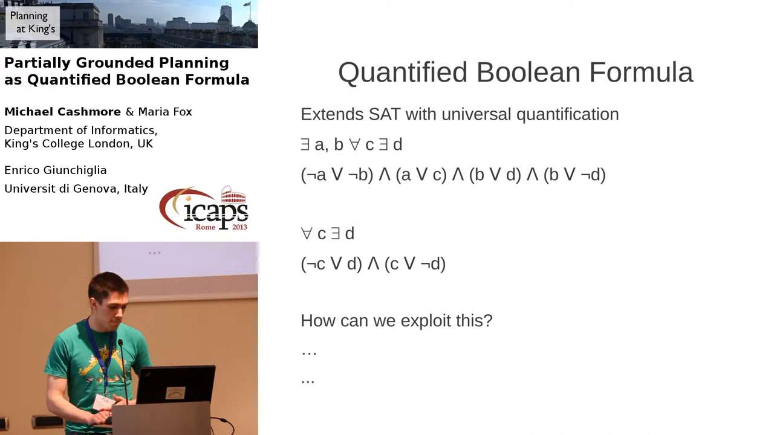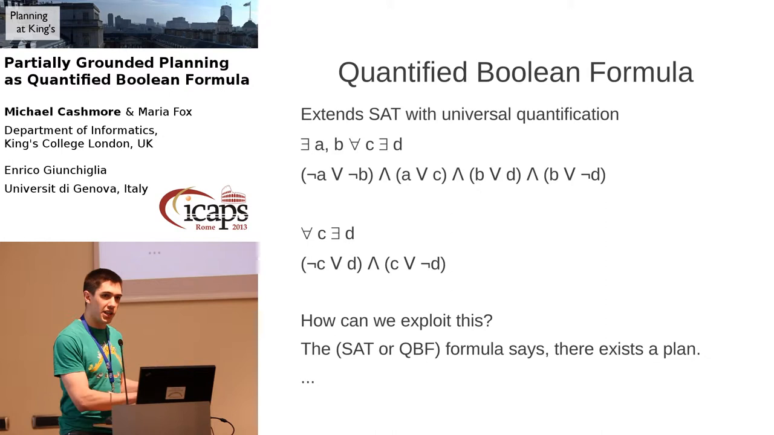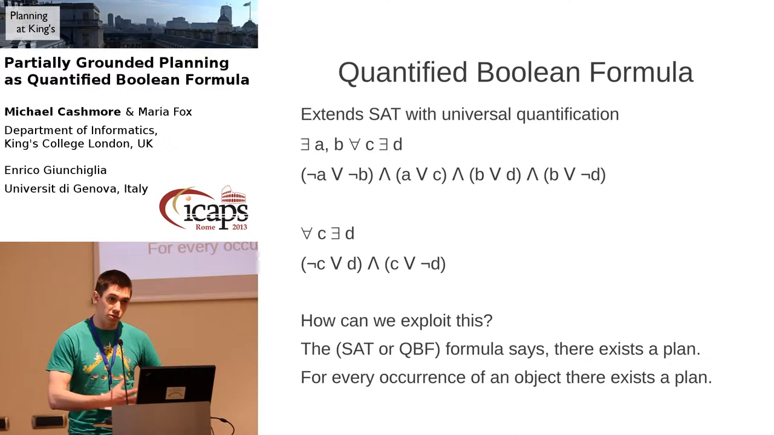So we want to exploit this extra ability, and we do it in the obvious way. In our SAT formula, we want to say there's an assignment to all these Boolean variables which represent part of the plan, such that the formula is satisfied, that is, there is a plan. So what we're going to say now is that for any occurrence of an object of this non-grounded type, there exists an assignment to the variables that represent this object, such that there exists a plan.